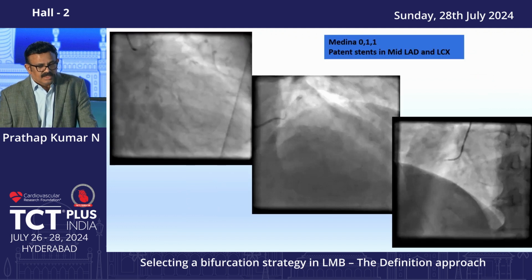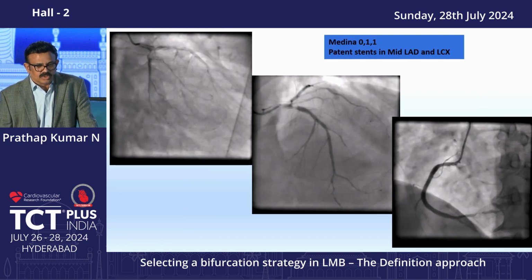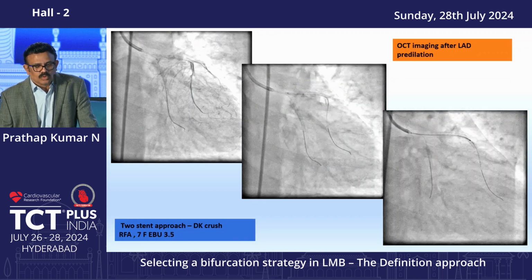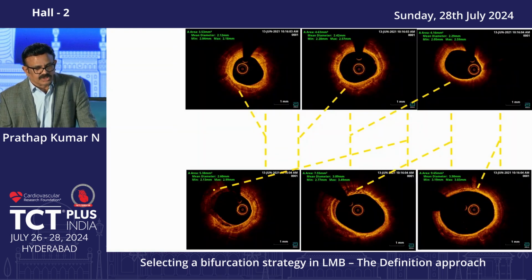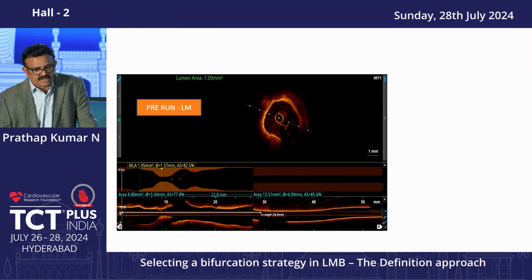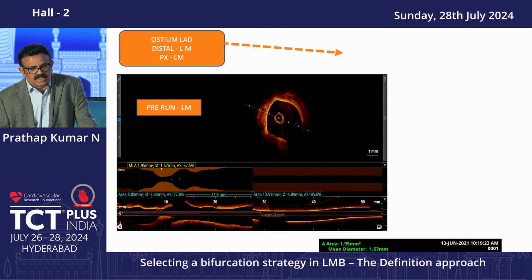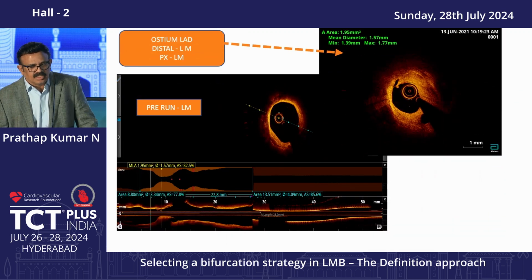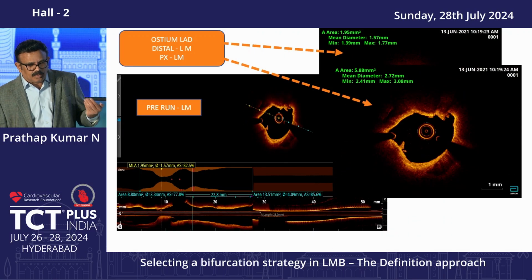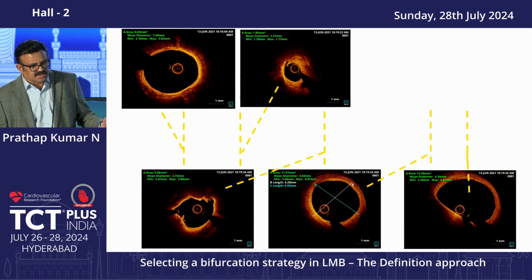This is another case, in STEMI, where the patient came with patent stents. We should not think that only IVUS can do that. This is OCT imaging after LAD pre-dilatation. We understand the segment area in this case. The pre-run LM, the ostial LAD, you can see that it's only 1.95 area and 5.88, and we got 11.57 in LMCA.